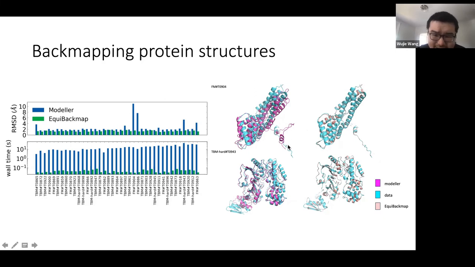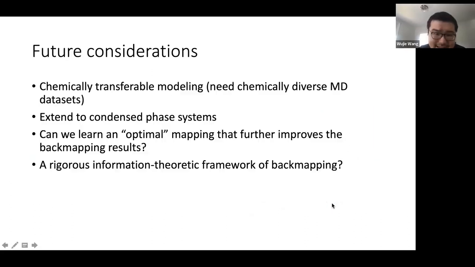So this is some backup result to show that it's transferable. The problem is that we don't have chemically diverse molecular dynamics data for protein, so the experiment can only be done on static structures. So there's no variational autoencoders. It's simply just autoencoding, backmapping.